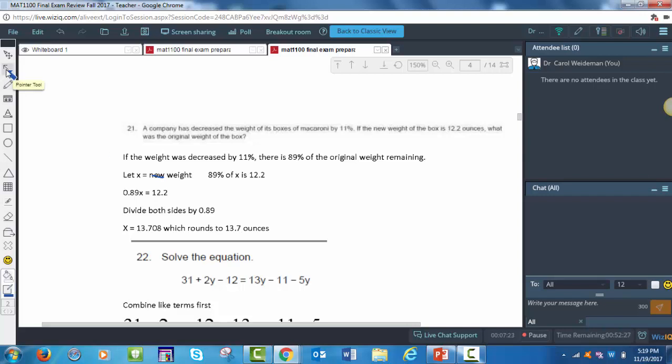So if we decrease the weight by 11%, then there's 89% of the original weight remaining. So we can say 89% of x is 12.2. Translate to an equation, 0.89x equals 12.2. Divide both sides by 0.89, and we come up with a weight of 13.7 ounces.